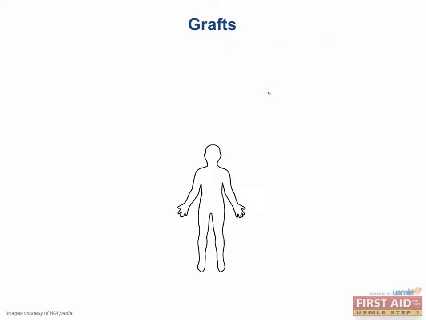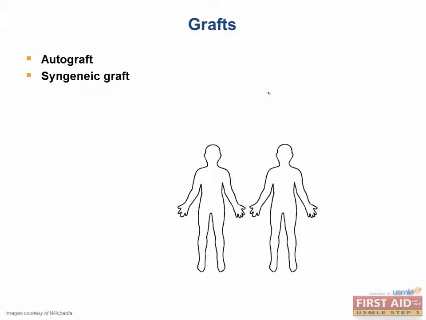So let's go through the different types of grafts real quick. First one, autograft. What does auto mean? Self, right? So it's from yourself, basically. And that has a very good chance because you shouldn't react against yourself. Next one is syngeneic graft. Syn means similar, and this is from a twin, so an identical twin. That also has a very good chance of surviving.